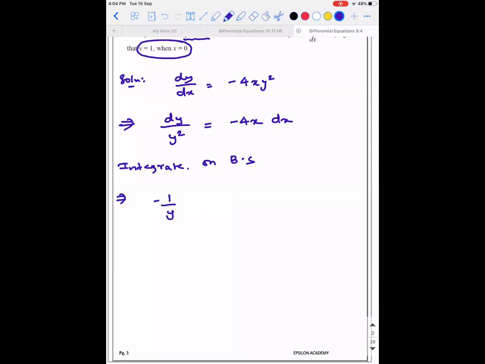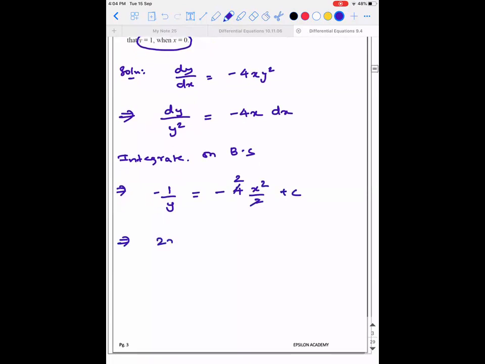Minus 1 by y is equal to minus 4 into the integral of x, which is x square by 2. You can write some constant plus c. So what are you going to get? You will have 2x square minus 1 by y is equal to c. So this will be the general solution.